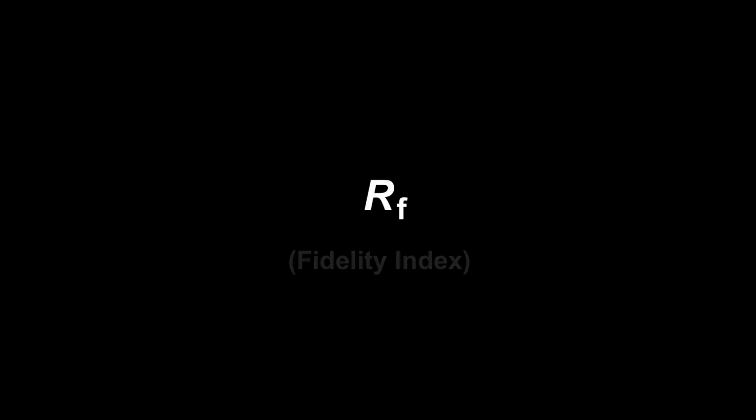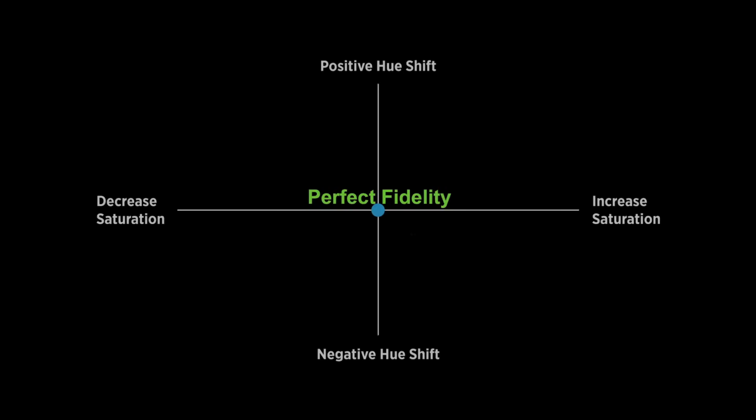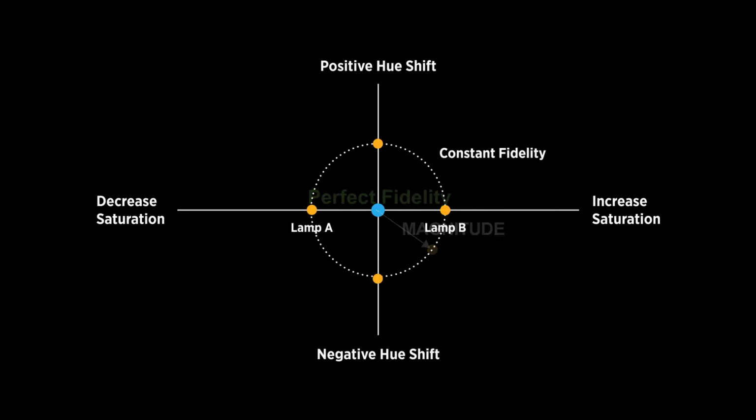So RF is the TM-30 Fidelity Index. It functions in a very similar way to CRI. So it's just telling us the magnitude of the similarity between the test and the reference source. You could use RF, for example, if you have a lighting installation where you have incandescent lamps and you're trying to match the exact color of that with LEDs.